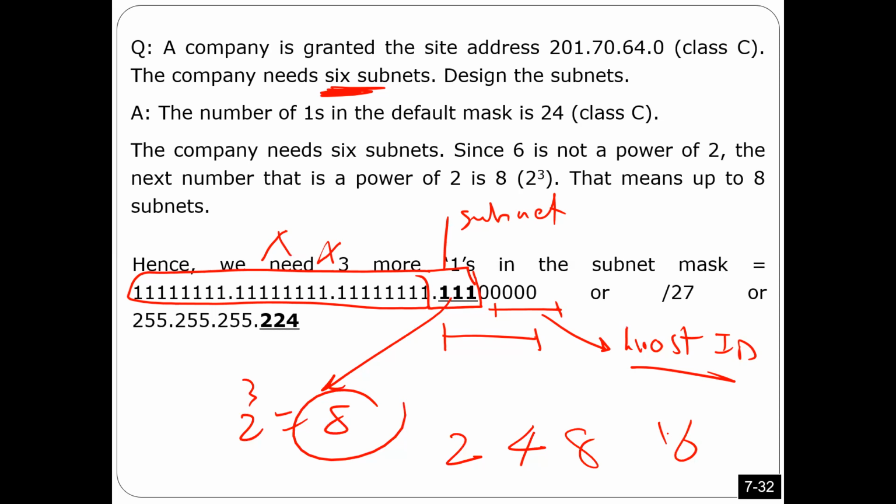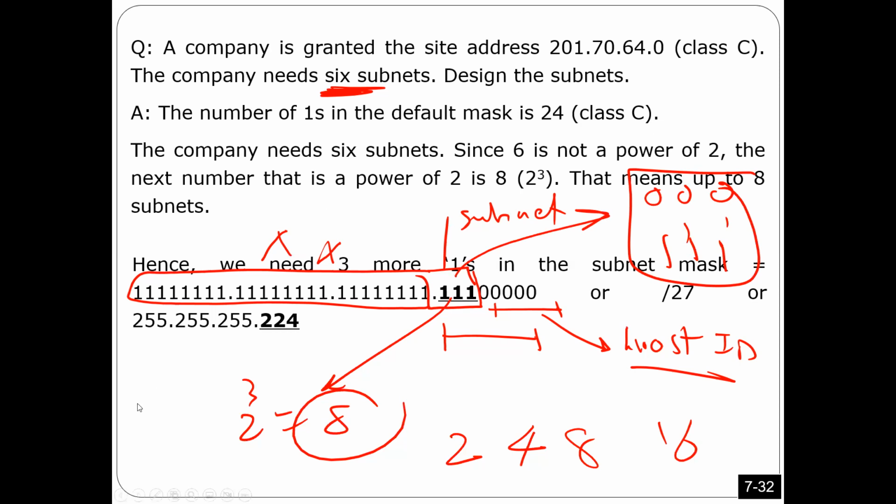That's why I'm going to make it 3 bits. So these 3 bits are going to tell me which subnetwork. They will go from 0, 0, 0 all the way to 1, 1, 1. So this is the subnetwork ID. You understand what I'm saying?